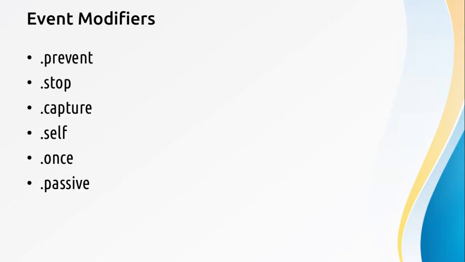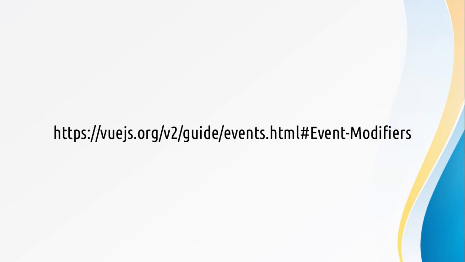Now, besides prevent, Vue.js also provides other modifiers such as stop, capture, self, once, and passive. If you need to know more details about these modifiers, you can check out this link.